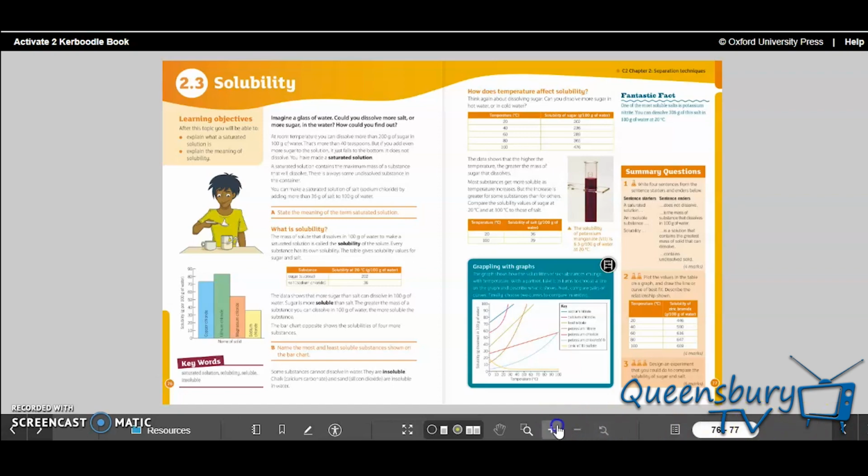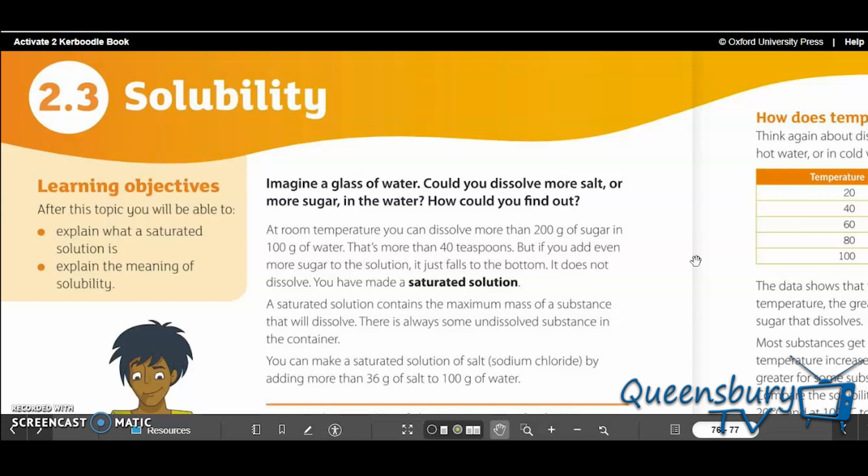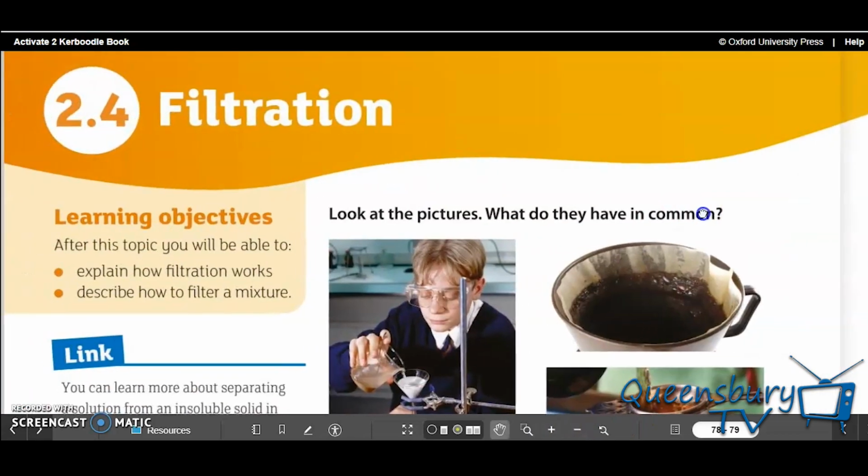So, if I get started from where we left off previously, in our very last lesson, whilst you guys were still here in school, we looked at solubility, and more specifically, we learnt about the key terms soluble, solution, solute, solvent. Now, moving on from there, this lesson, we are moving on to filtration.